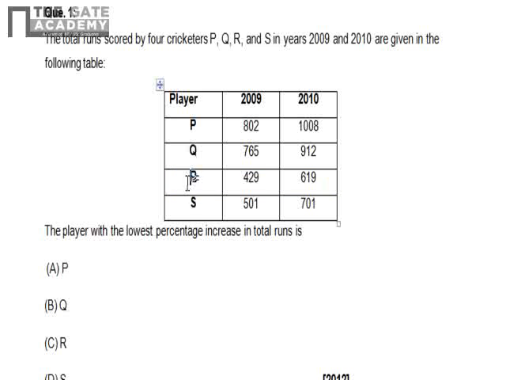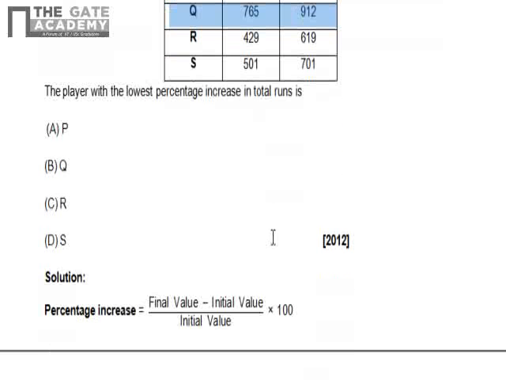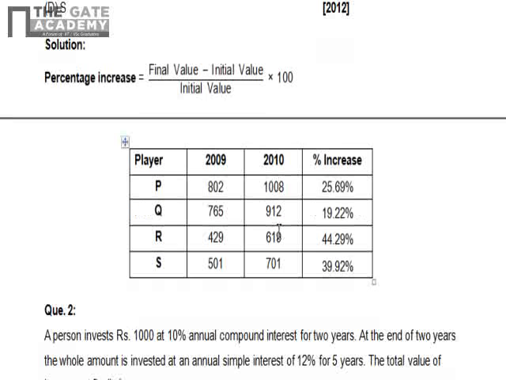The highest percent increase is R and the lowest percent increase is Q. But if you want to calculate, you can always calculate. These are the calculations. You know that percent is the final value minus initial value upon initial value, and these are the percent increase, and the lowest is for Q.